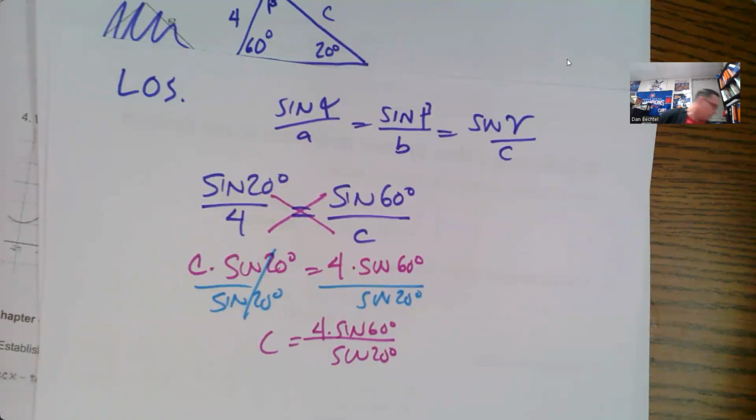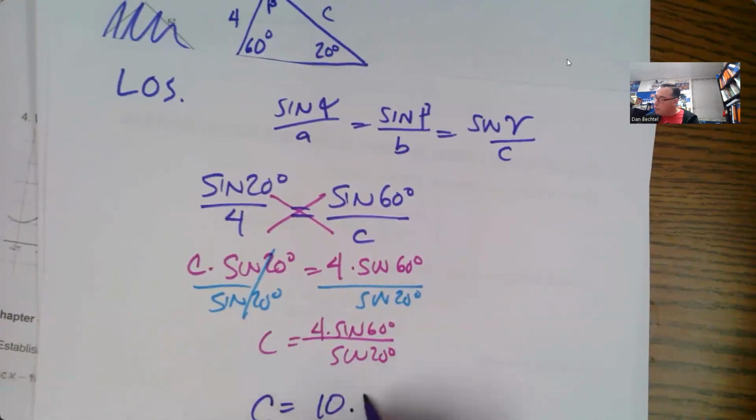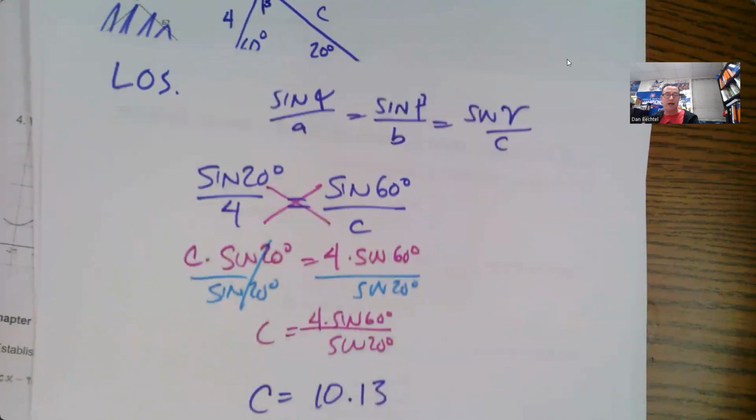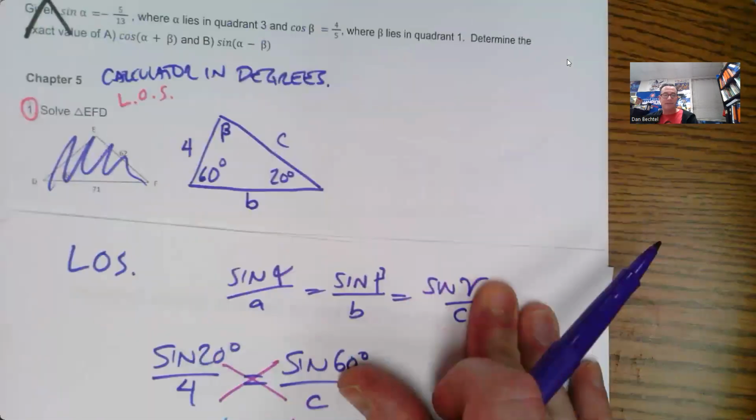Now, I have got to pull out my calculator to figure this out, which I had forgotten to do before this, but all math teachers have one close. Actually, all people have one close because you've got your phones, but I didn't want to do it on there. So I'm going to go 4 times the sine of 60 degrees, and I'm going to divide that by the sine of 20 degrees, and I'm going to get that C is equal to 10.13. Okay, so I found the C value that is right up at the top here.